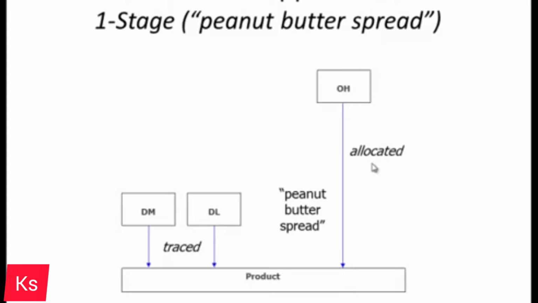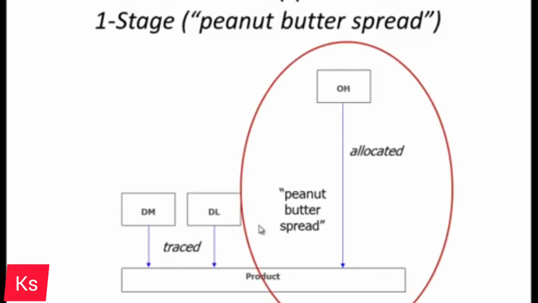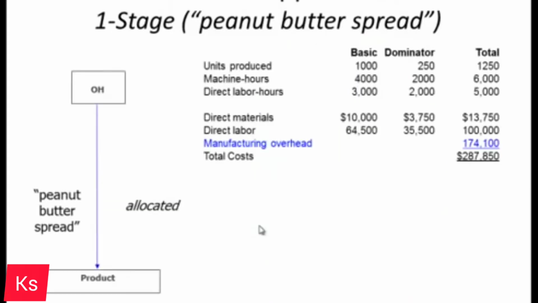I refer to this as the peanut butter spread because it's a fairly naive way of doing things. It's kind of like just taking all of your overhead and peanut butter spreading it across all of your different products. This is, by the way, a very common way of actually doing overhead allocations within industry even today, despite some of the issues that we're going to see later on. Let's focus on this. Let's think about how a simple overhead allocation system would work, a single-stage overhead allocation system.